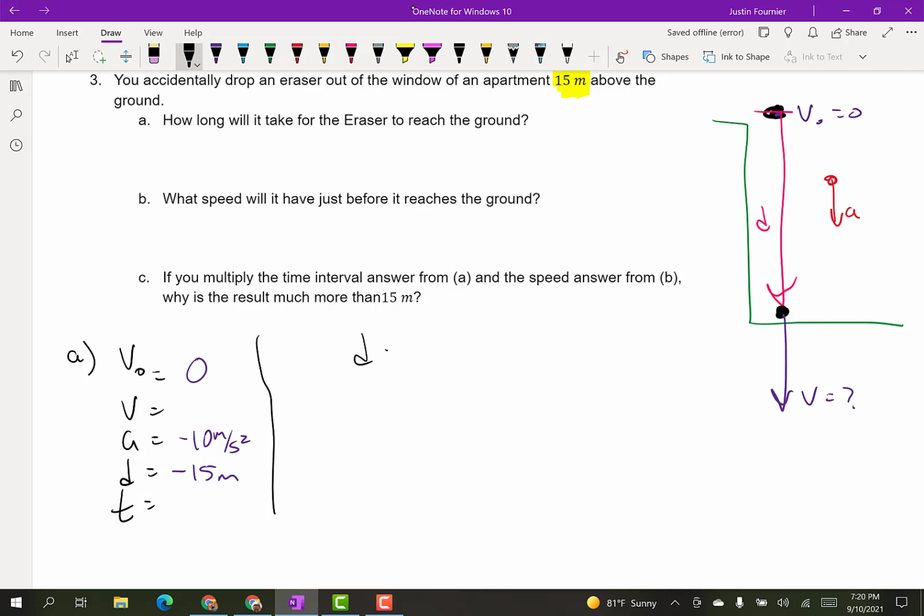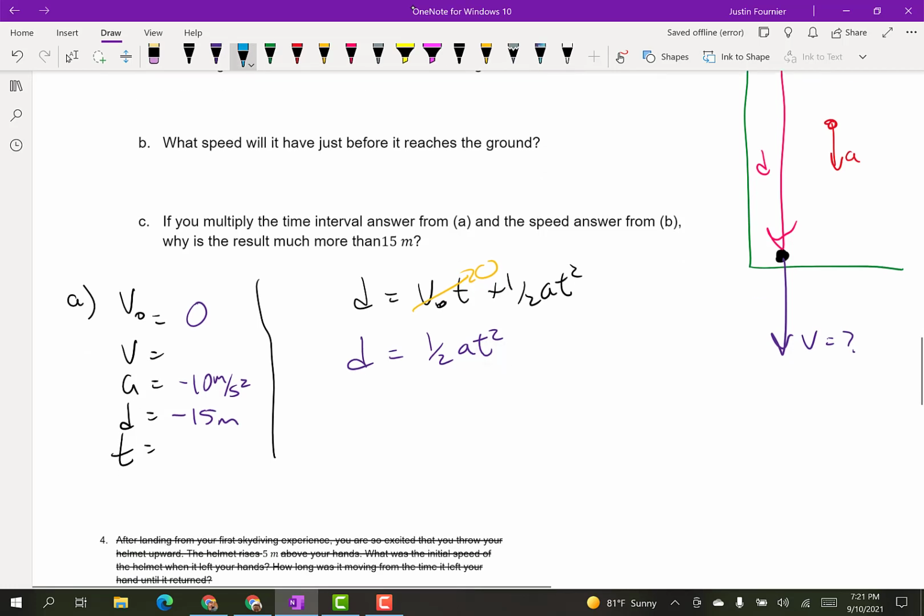So this is going to be d equals v naught t plus 1/2 a t squared. The initial velocity, though, is 0, so this term all goes to 0. So I get then my displacement is 1/2 a t squared. I'm solving for the time. So let's plug in numbers here. So I'm going to have negative 15 equals 1/2 times negative 10 t squared. So this gives me negative 15 equals negative 5 t squared.